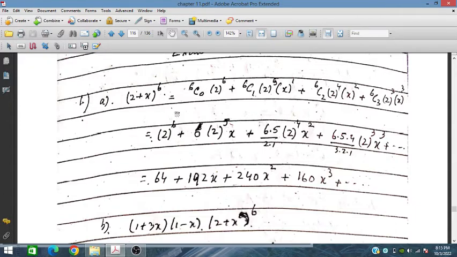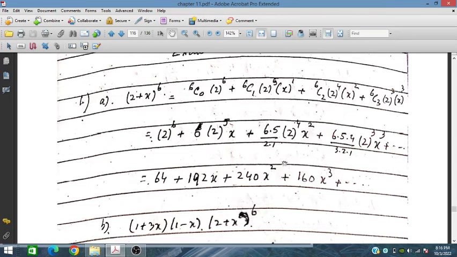So for this we have to write down, this becomes 1, 2 power 6, and this is 6, 2 power 5 x. So this is 6, 5, 2, 1. This is 2 power 4, x square, and this is 6 times 5 times 4, divided by 3 factorial, which is 3 times 2 times 1. So we will write down like this: 2 cube, and this x cube. So on simplification we obtain this.